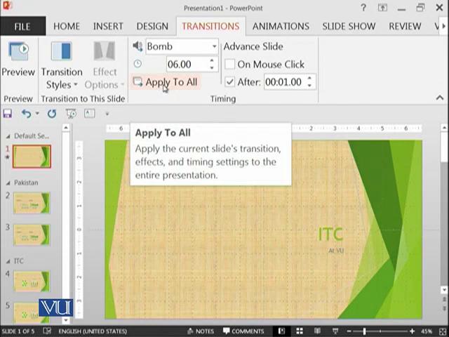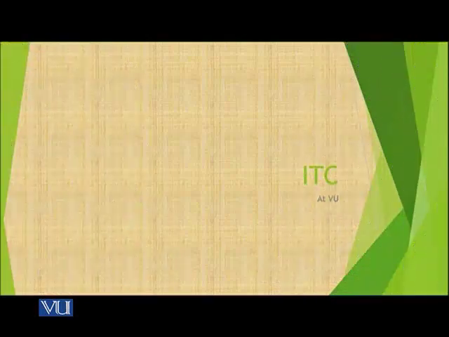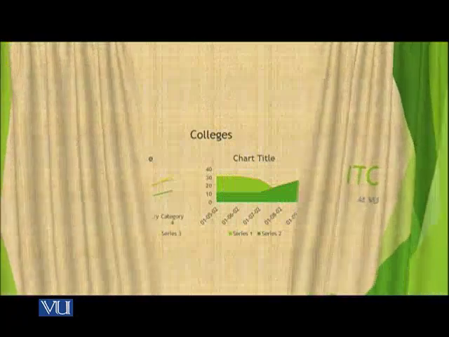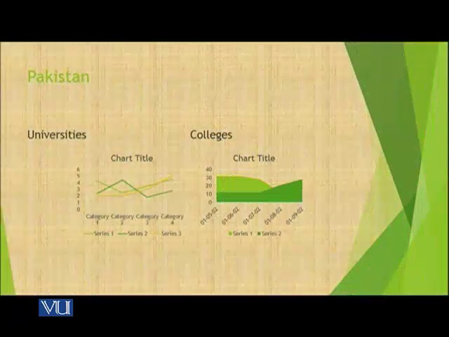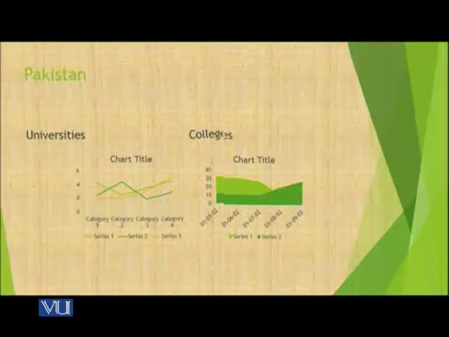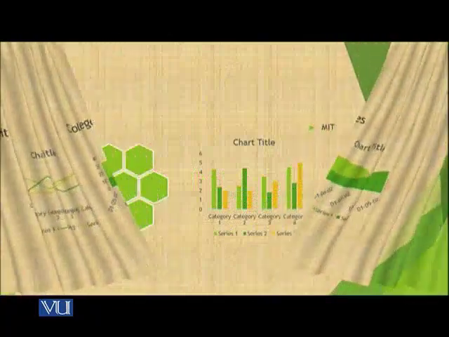And then you can apply it to all of the slides. So this transition has been applied to all of the slides. Let's see. This is our first slide, which will be shown like this. Then when we click, this is the next slide which is shown. Then on click, the next slide will be shown, and on click, the next slide again.